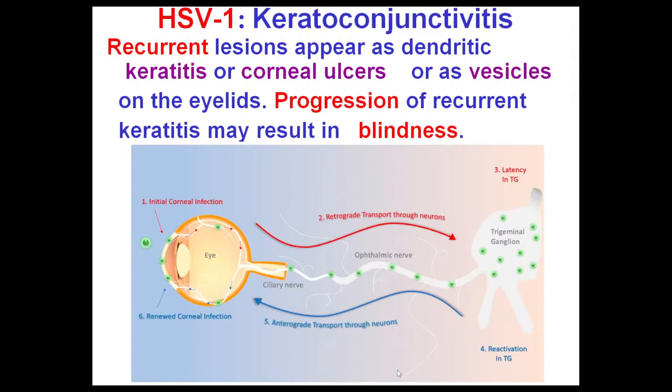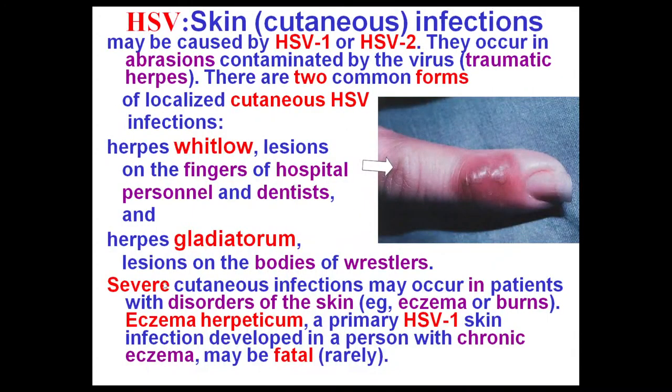So you can see here that's how the initial corneal infection occurs. Then after multiplication, the virus by retrograde transportation reaches the trigeminal nerve and causes latency there. Then when it is reactivated, it travels back to the primary site of entry, and this is anterograde transport through neurons, and renews corneal infection and multiplies there again. That's why it may usually cause blindness in severe cases.